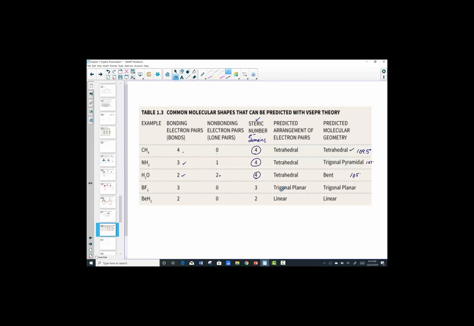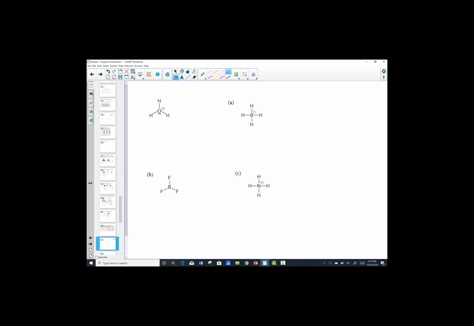Trigonal planar, we would have 3 electron domains all bonded, giving us a 120 degree equilateral triangle, and 2 domains, both bonded, gives us 180 degrees as well. And you'll be asked to practice determining bond angles and recognizing what type of molecular geometry is around the central atom. So let's take a look at this example.